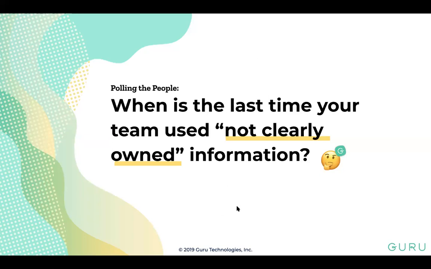And here we go, the poll has been launched. Please do answer. When was the last instance in which you were aware your team used information where it wasn't clear who the SME or the owner for that information was? Was it in the last week, the last month, the last quarter, the last year, or never? I'm going to leave that open for another 15 seconds.